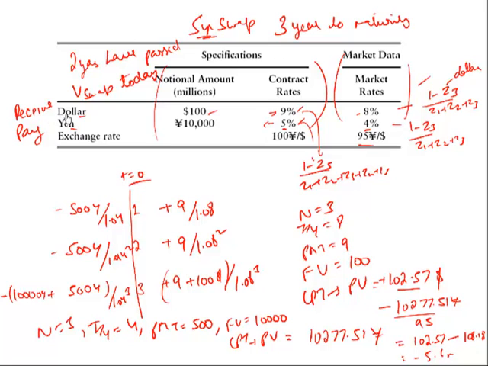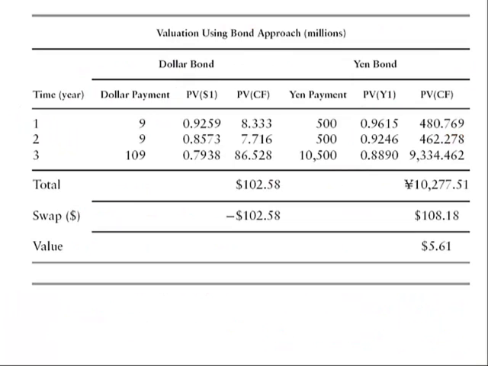To the pay dollar receive yen counterparty, the value would have come out to be plus $5.6 million. So in this case, the receive dollar has lost and the pay dollar has gained because of the movement in the currency and the movement in the market rates of interest. So if you were the pay dollar, that is you were paying dollars and receiving yen, the value would have been plus 5.61.